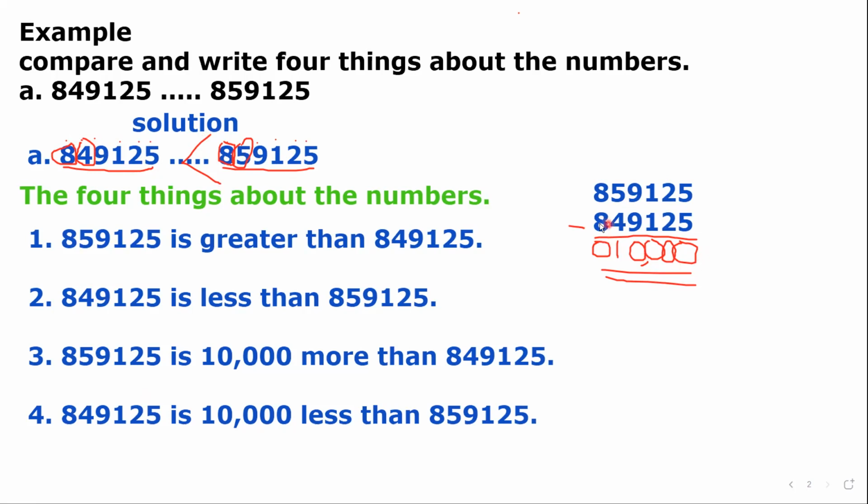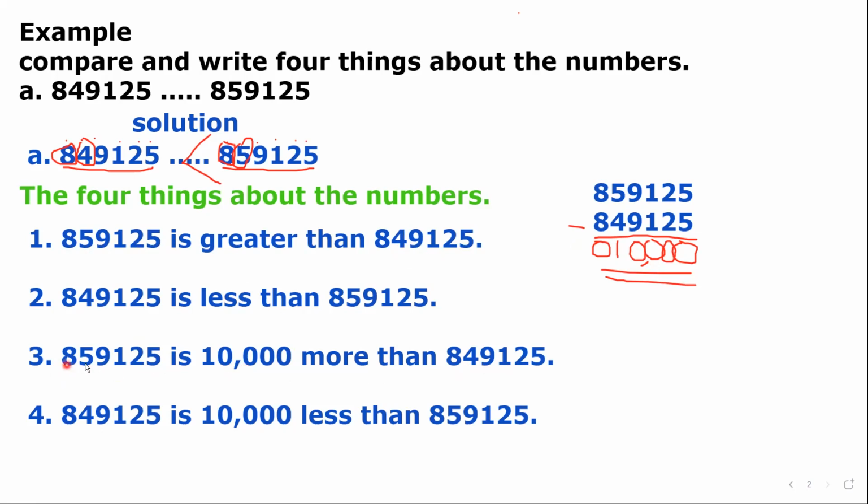So when you subtract the 849125 from 859125, then the difference is 10,000. Therefore, our third statement here will be: 859125 is 10,000 more than 849125.